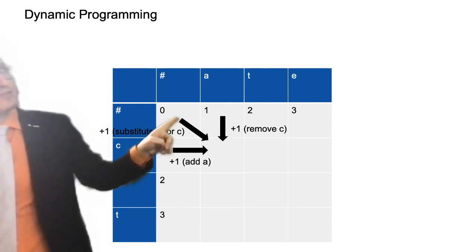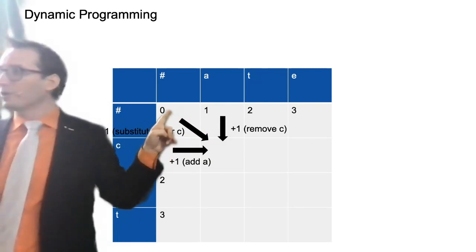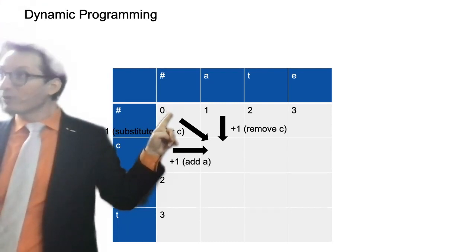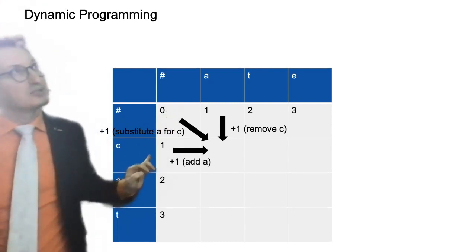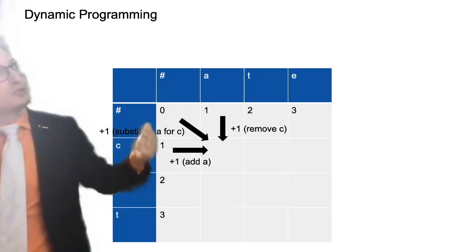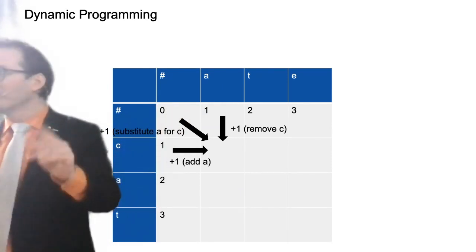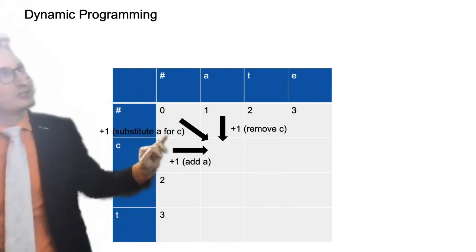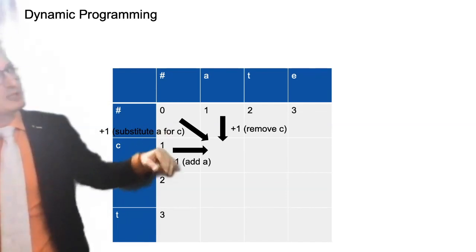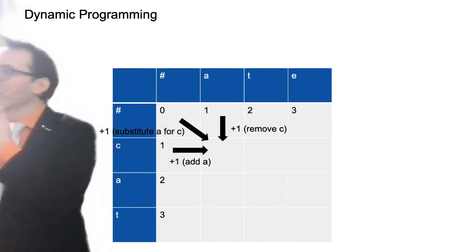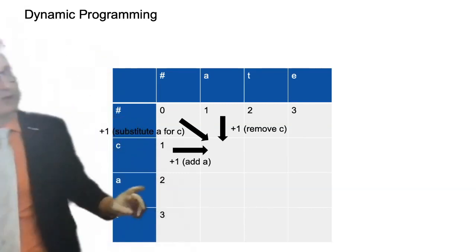And the third possibility is you know how to go from the empty word to the empty word, and then you have one extra step, which is replacing C with A, or substituting A for C. This is the one I never remember in English. I hope I got it right. So you substitute A for C, you put A instead of C. That's one step, right? Replacing a letter with another is one step.